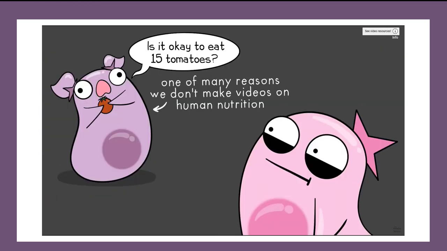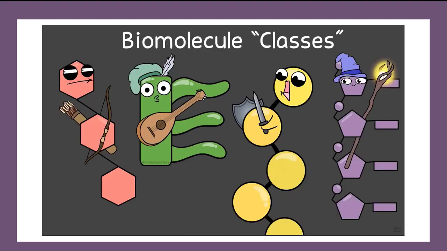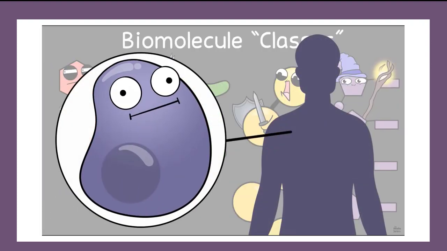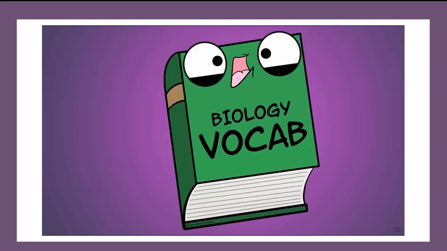And while we'll mention examples of foods that contain different biomolecules in this video, this is not a video on nutrition. This is a video on the classes of biomolecules and their importance to the structure and function of cells, and therefore also to the entire organism, because organisms consist of these cells. Before we get into details about the 4 biomolecules, we need to talk about one very important vocabulary word: the word monomer.